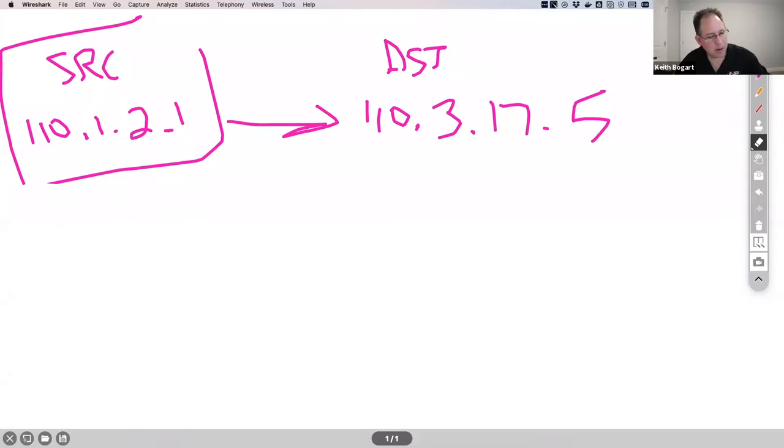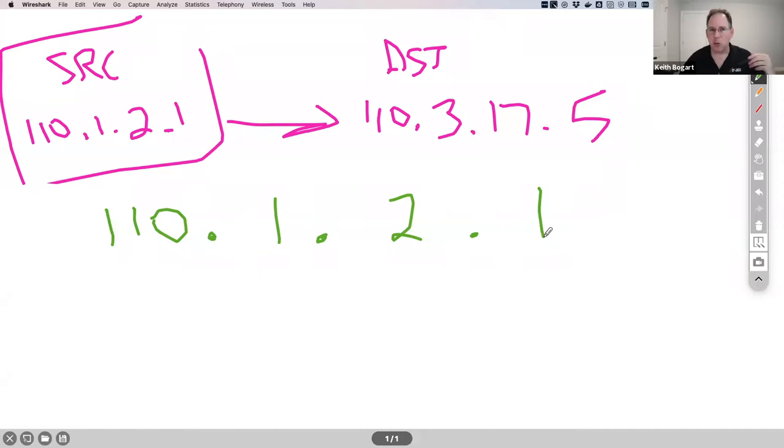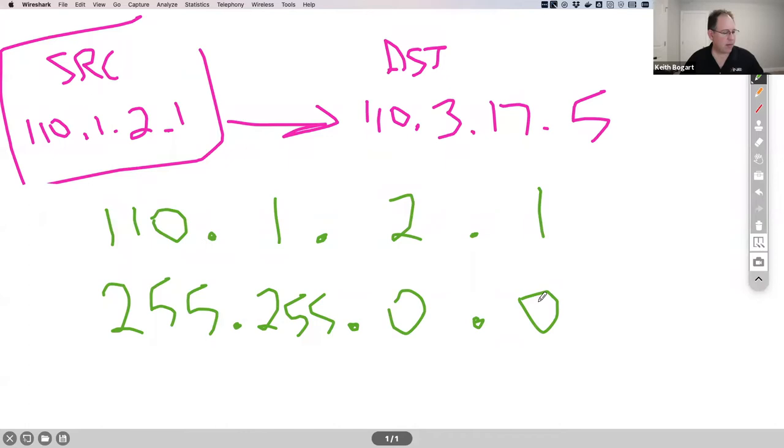Okay, so if I had an IP address like the one I gave myself here, 110.1.2.1, and if I put my subnet mask directly below that, 255.255.0.0. Okay, so each decimal number in the subnet mask is compared to the number just above it in the IP address. And we're going to make it simple here.